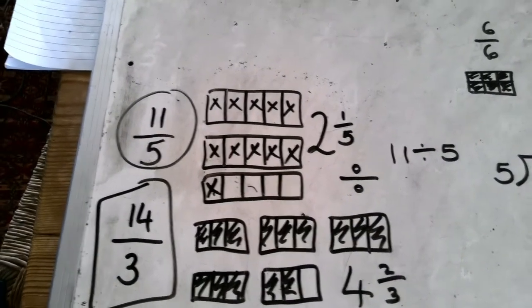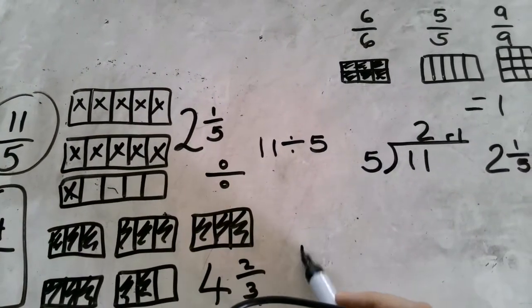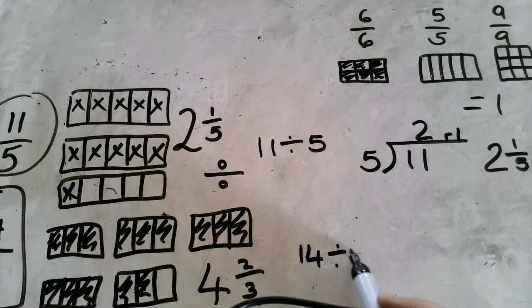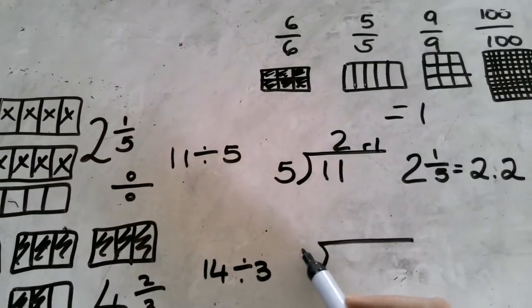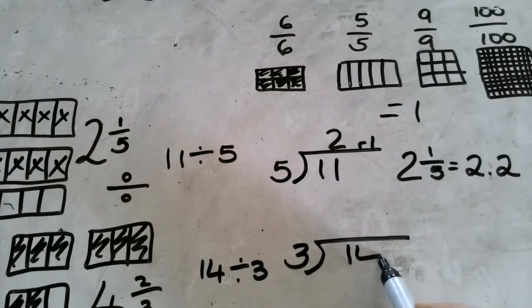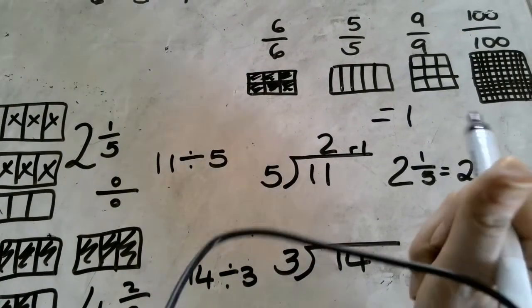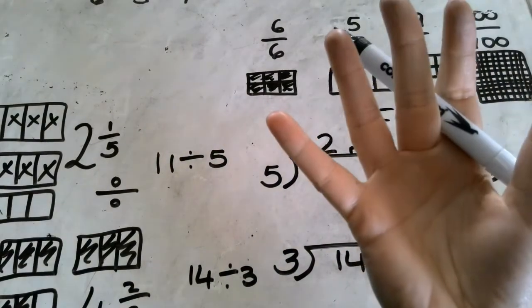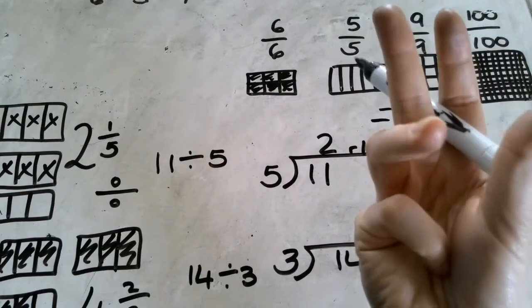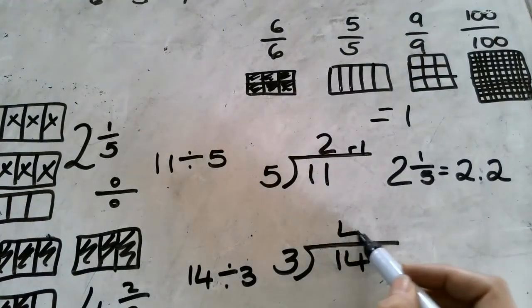Now another way we could solve this problem is by dividing. So we could do 14 divided by 3. So if we were to draw our bus stop method again, how many 3's go into 14? 3, 6, 9, 12, 15. Oh, we've gone too far. 3, 6, 9, 12. That's 4.